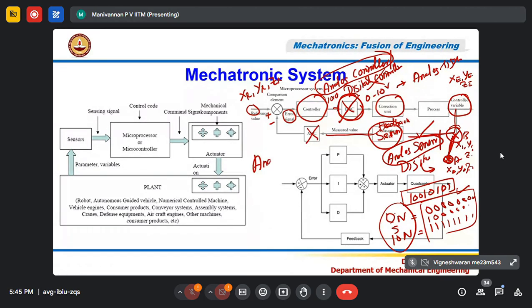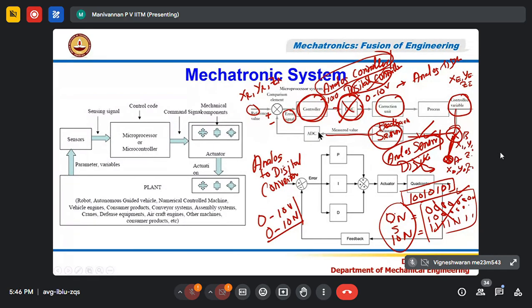ADC is called analog to digital converter. DAC is called digital to analog converter. Most sensors don't produce digital or binary output. They are not digital sensors, they are analog sensors. That means they will generate 0 to 10 volts when the parameter measures 0 to 10 Newton force. Correct? A force sensor input is 0 to 10 and it generates a signal 0 to 10 volts. That voltage cannot be given to a digital controller. If your controller is a digital controller, you cannot give the analog sensor output directly. In that case, you need an ADC.